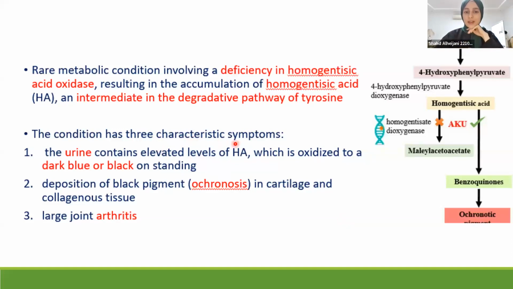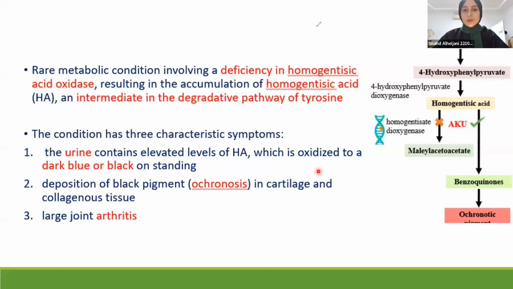Hence, we have the three characteristic symptoms. First, the urine would contain elevated levels of homogentisic acid, also called alkapton, hence the name. So alkapton in the urine, alkaptonuria, is oxidized to dark blue or black on standing. When you take a test tube with the urine sample and leave it for some time, it would be oxidized and turn from yellow to dark blue. There will also be deposition of black pigment, or ochronosis, in the cartilage, and so the joints would look black. And we also have large joint arthritis.